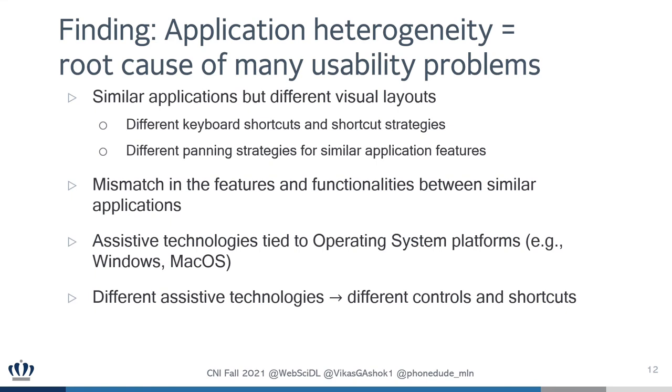Screen magnifier users, too, need to remember different landmarks for different applications so as to reduce panning effort while doing tasks. Furthermore, assistive technologies are platform-specific. For example, the JAWS screen reader can only be used on the Windows platform, and therefore, the students have to memorize the key bindings for different screen readers if they need to access applications on different platforms.